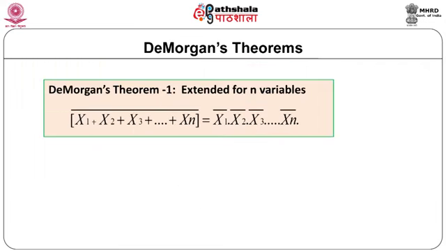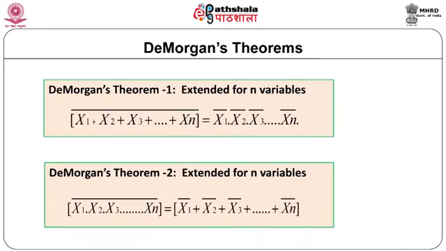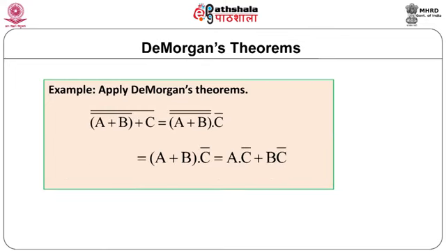In general, De Morgan's theorems can be extended for n variables. The complement of sum of n variables is equivalent to the product of complements of n variables. Similarly, the complement of product of n variables is equivalent to the sum of complements of n variables. Let us now take an example of De Morgan's theorem. Let us apply it to the Boolean expression.